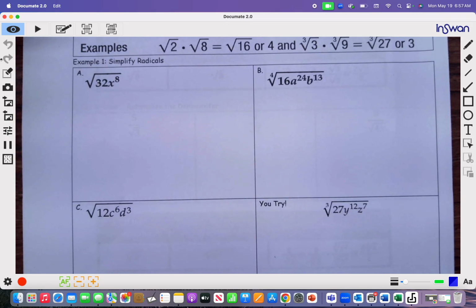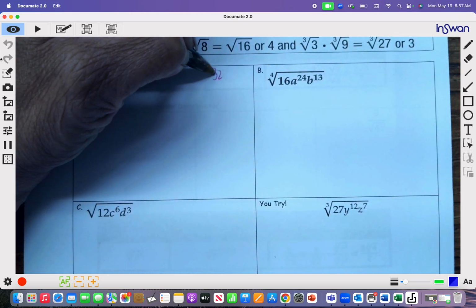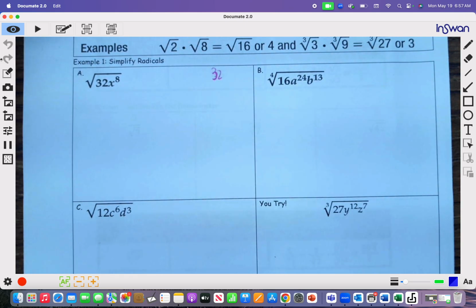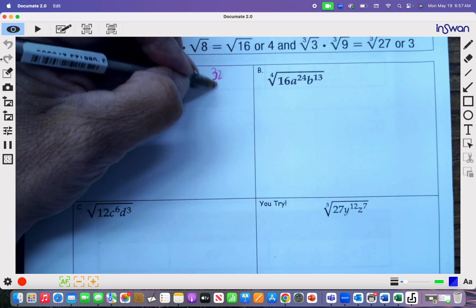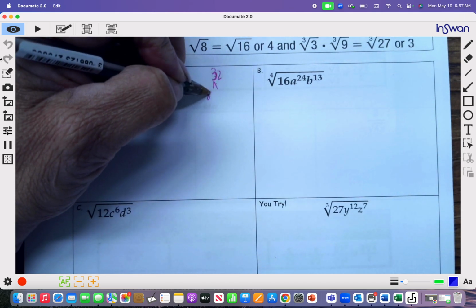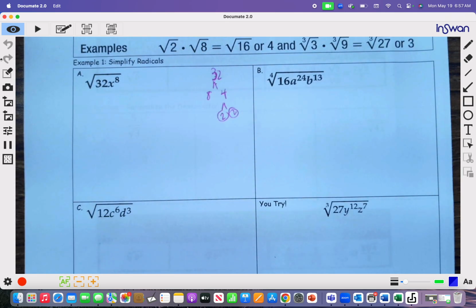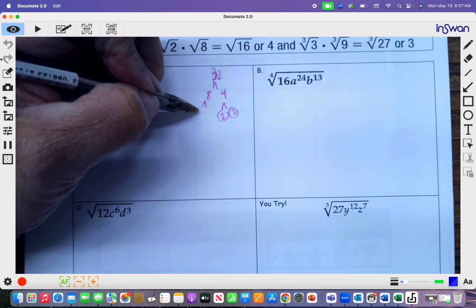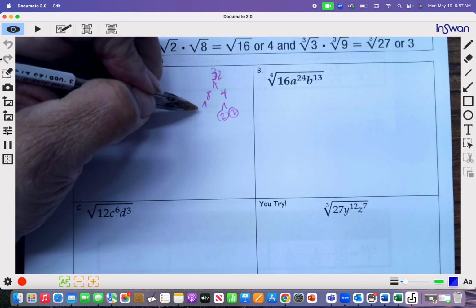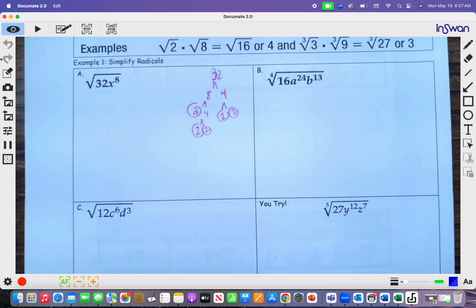So the method that I prefer is doing the factor tree, because this will work with square root, fourth root, cube root, whatever root you have. Basically you're going to ask yourself what times what is 32, and it doesn't matter which two you use because we are doing the factor tree. So we're breaking it down to the prime factors. So 32 is 8 times 4. 4 breaks down to 2 and 2. 8 breaks down to 2 and 4. And that 4 breaks down to 2 and 2.